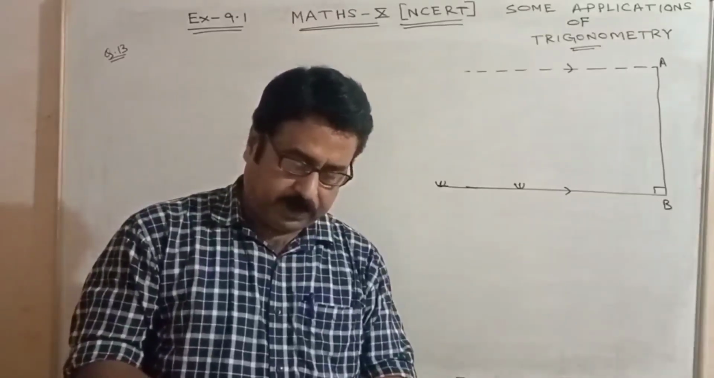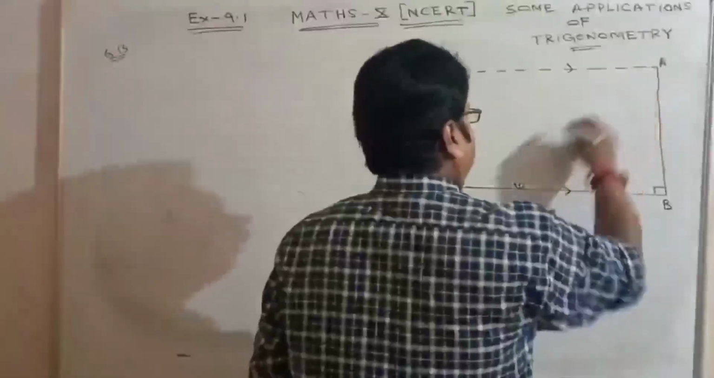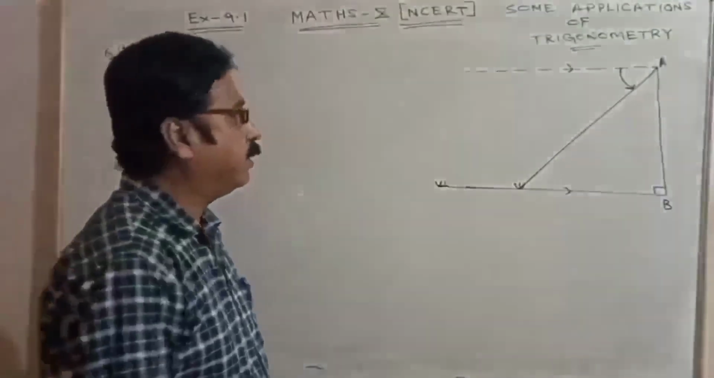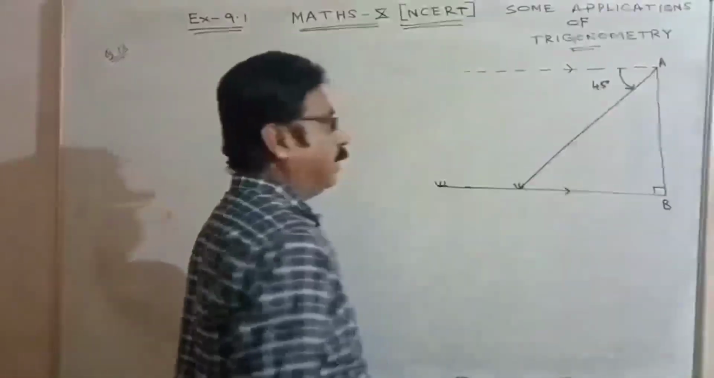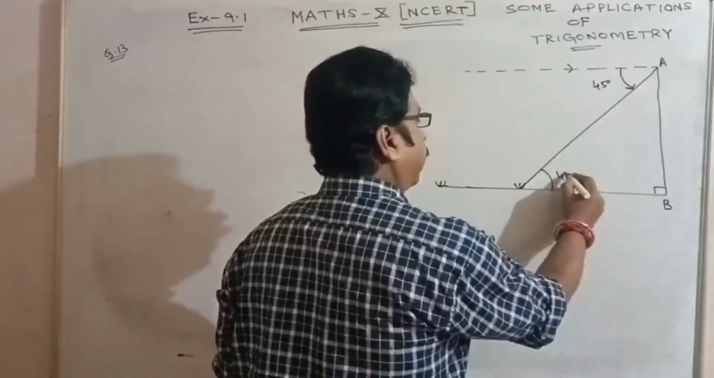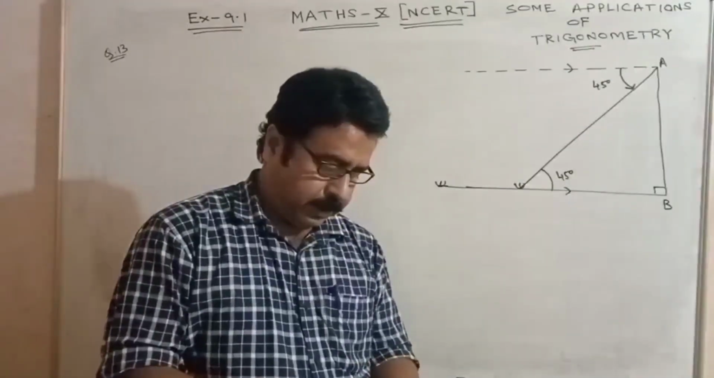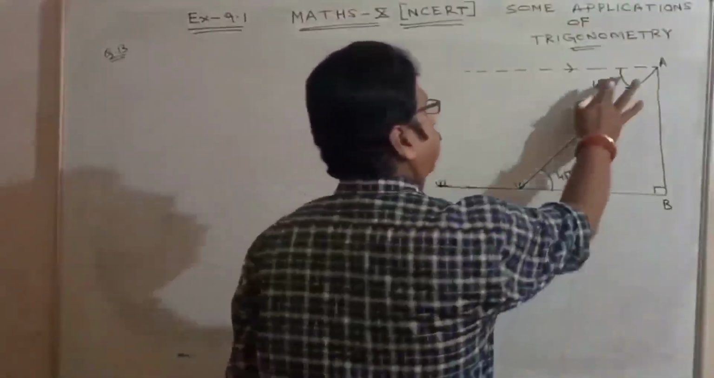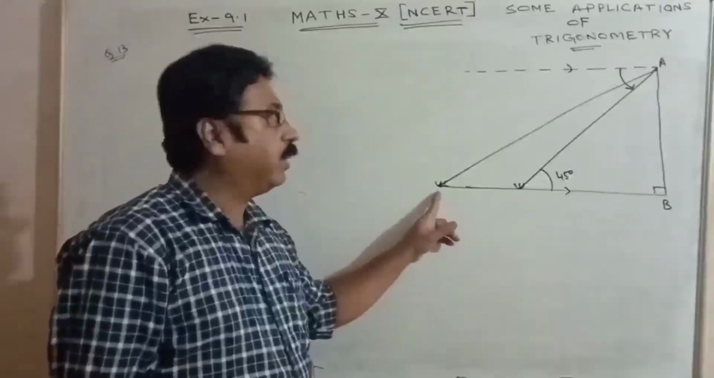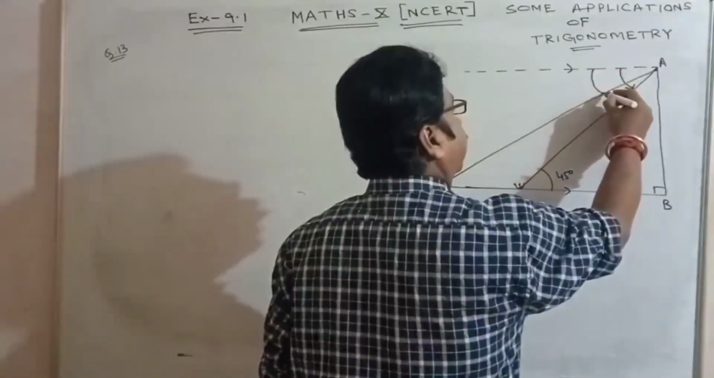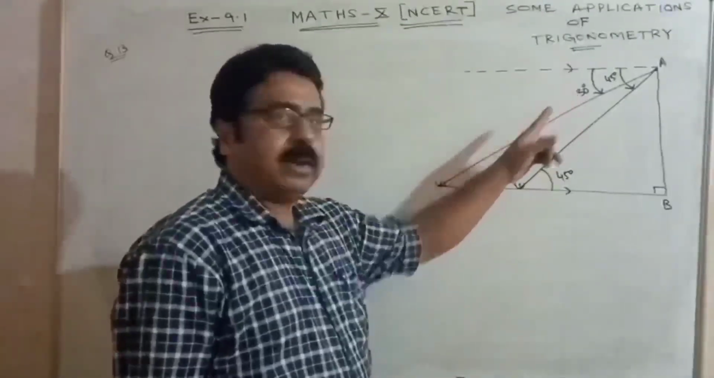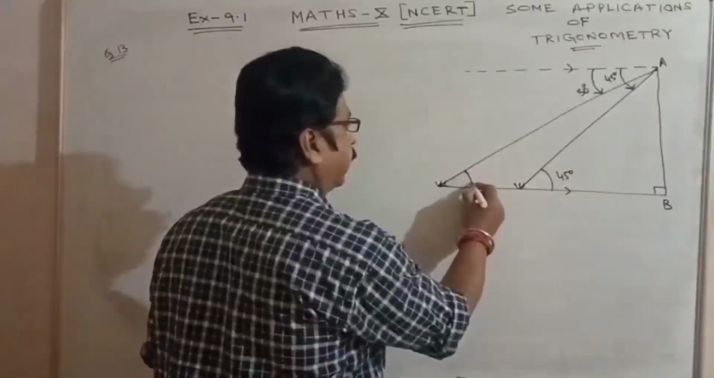The angles of depression of two ships are 30 degree and 45 degree. This will be the angle of depression of the ship which is nearer to the lighthouse, that is 45 degree. This angle and this angle, alternate angles, so it will also be 45 degree. And another ship, the angle is 30 degree. From point A, the angle of depression of this ship is 30 degree. And this was 45 degree. This angle and this angle, they are alternate angles. We can write here 30 degree.